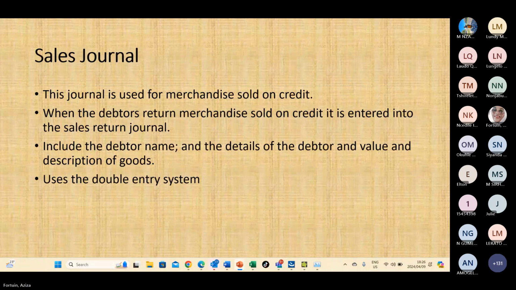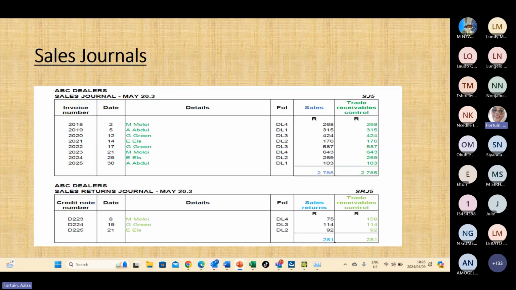Okay. Then you get something like a sales journal. It is used for merchandise sold on credit. Remember, it's only for merchandise sold on credit. So when the debtor returns the merchandise sold on credit, it is entered into the sales return journal. And here you will also have the debtor's name, the details, the value, description of the goods. And this will also follow a double entry system.